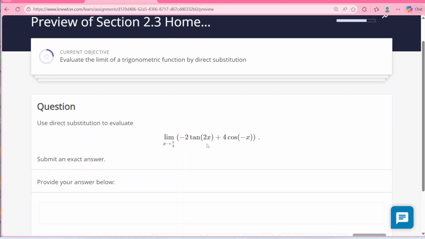Sine of 2 pi over 3 was not root 3 over 3, negative root 3. So tangent of 2 pi over 3 is negative root 3, times negative 2 would be positive 2 root 3. And then plus cosine of negative pi over 3, that'd be a half. 4 times a half is 2. So I got 2 root 3 plus 2.